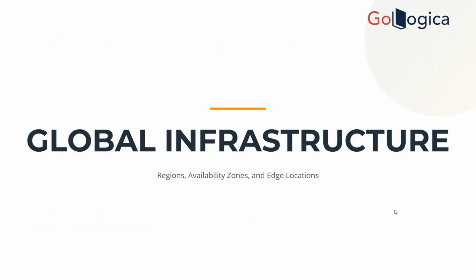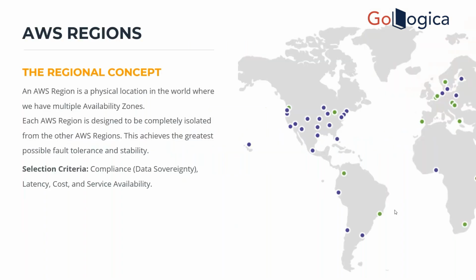Then we have global infrastructure, where we have regions, availability zones, and edge locations. So in global infrastructure, the first one is AWS regions. These regions are physical locations across the globe. There is no physical boundary of a region. This is again a very important point. There is no physical boundary for AWS regions. These are just geolocations.